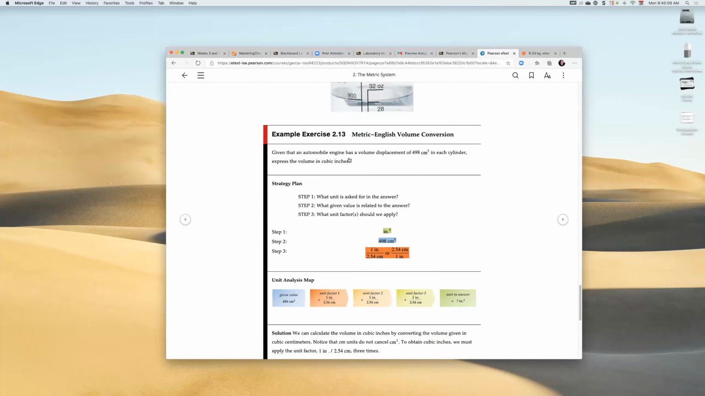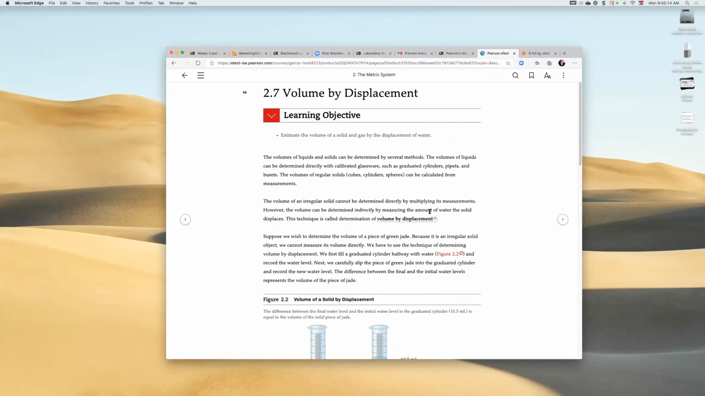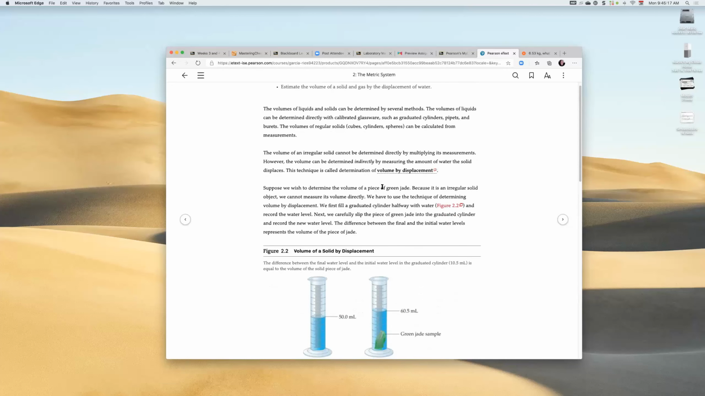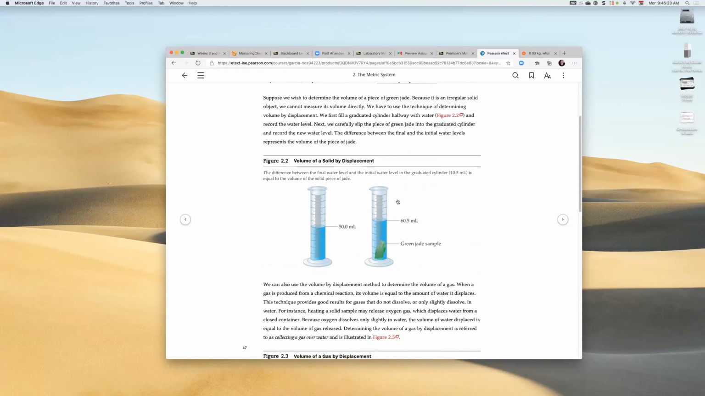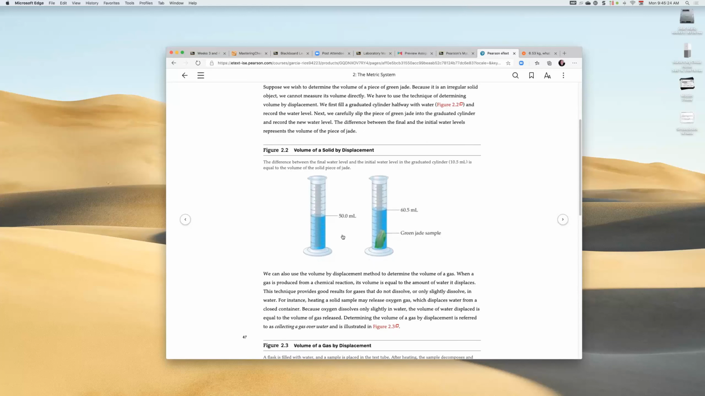It's in the next section, I guess. So this is called volume by displacement. It's a very nice technique that unfortunately, because we're not meeting face to face, we cannot do. But it works as follows.